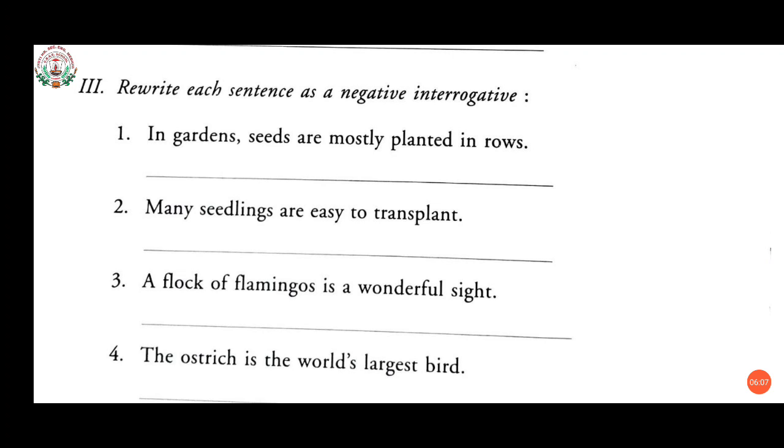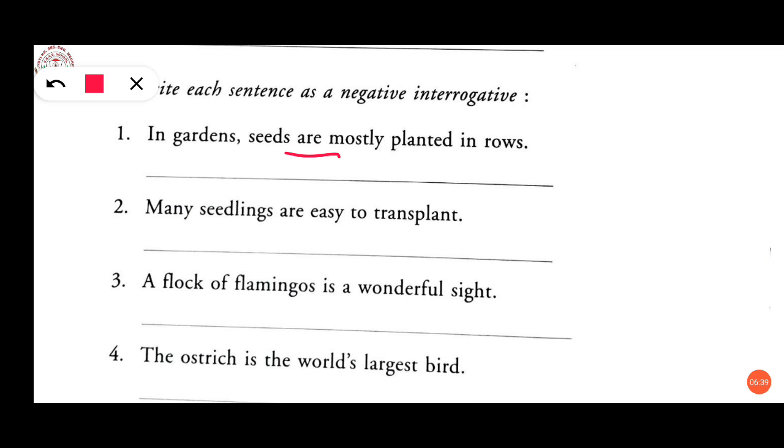So, aren't the seeds, aren't, that is are not. We are using negative, it is telling here in the question, it means we have to use not. So we will start with this are for making a question. So the question will become like this: aren't the seeds mostly planted in rows in gardens? Or you can write: are the seeds not planted in rows in gardens? Okay. So in two ways we can write this.